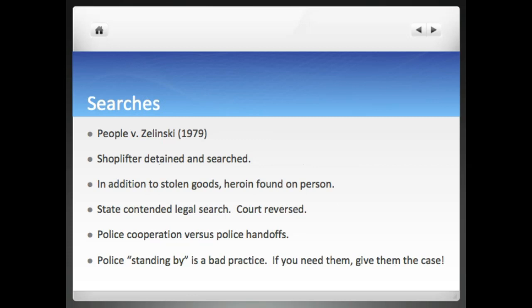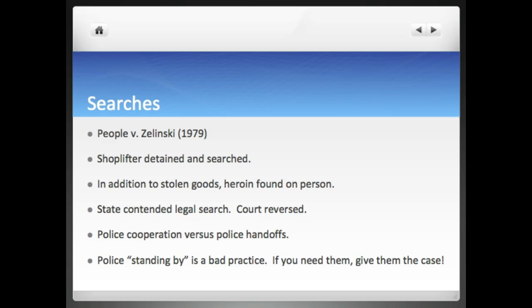So in regard to searches, and this is searches of persons and their effects, People v. Zelinski from California, a 1979 case: Zelinski was shopping in a store and was shoplifting. She took numerous clothing items. When she was caught, the store security personnel asked her to empty her purse and personal effects, and found heroin on her person, and called the police and turned it over.